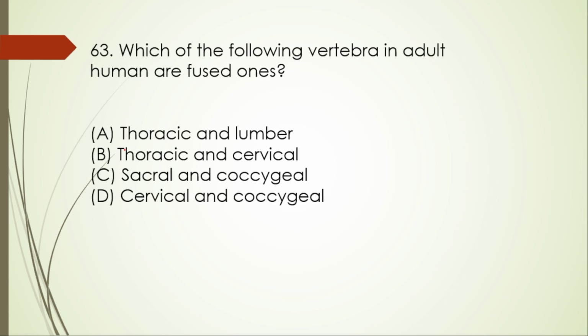63. Which of the following vertebrae in adult humans are fused ones? A, thoracic and lumbar. B, thoracic and cervical. C, sacral and coccygeal. D, cervical and coccygeal. So here the right option is sacral and coccygeal.